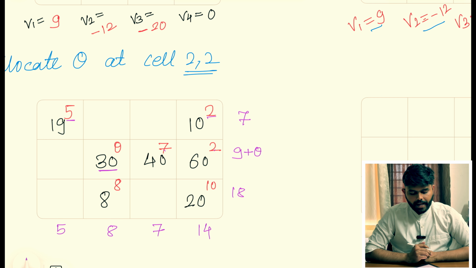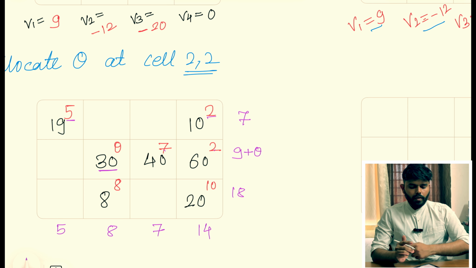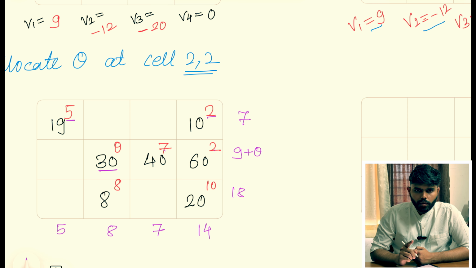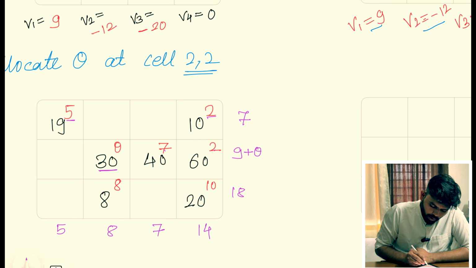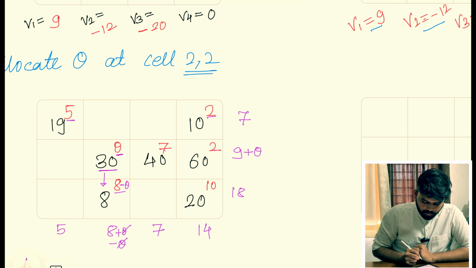Okay, and as the theta is added, what we need to do is form a loop. So we can go downwards here. In this line, theta is already added, so we will subtract theta from this 8. If we add this theta, 8, and minus theta, we get 8 plus theta minus theta, so it will be nothing but 8.